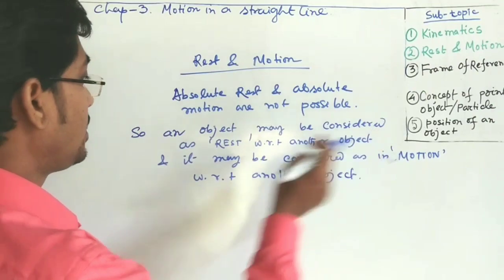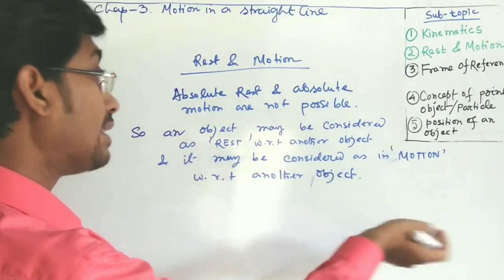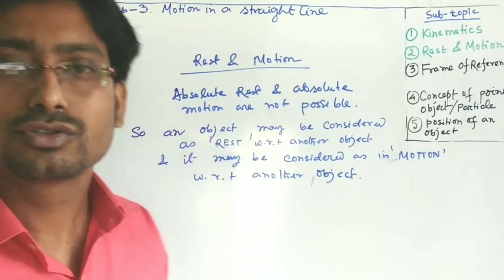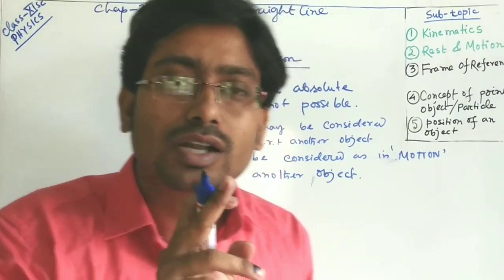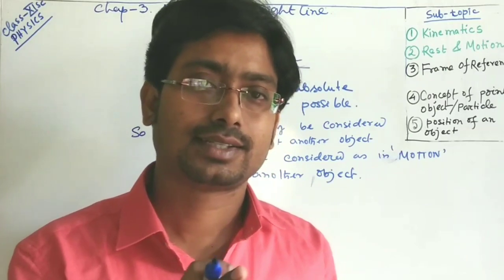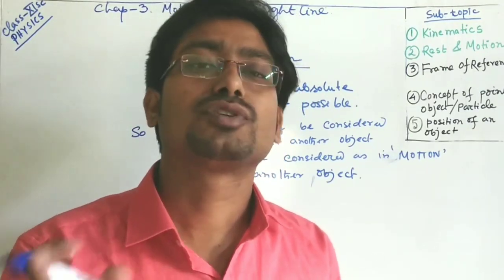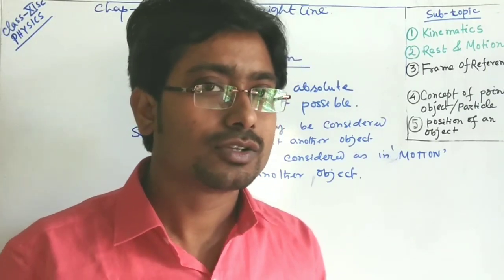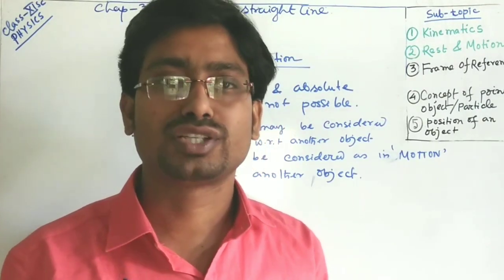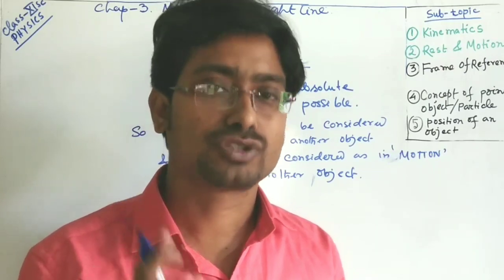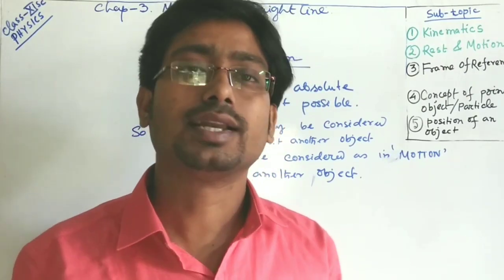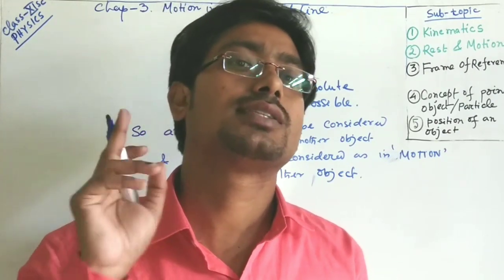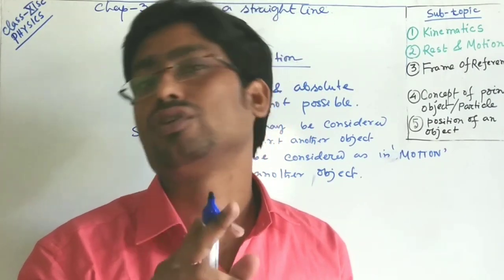So an object may be considered at rest with respect to another object, and the same body may be considered in motion with respect to another object. What you call rest can be motion with respect to the surroundings, with respect to the neighbor. So that's why absolute rest and absolute motion are impossible, and we talk about relative motion. Actually all the bodies are moving, and that's why relative motion is the correct word instead of absolute motion.